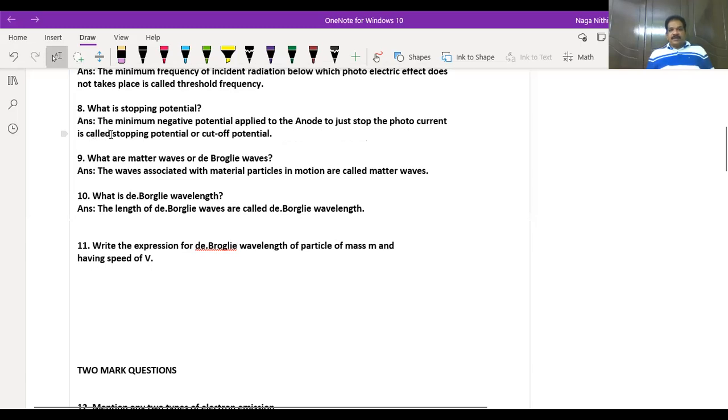You see here in Millikan's experiment, a negative potential is applied to the anode. When light is incident on the metal surface, electrons come out. Here this is the tube. Here the cathode will be there. When light is incident on the cathode in this way, electrons will come from it. Here the anode will be there. This is the entire tube.